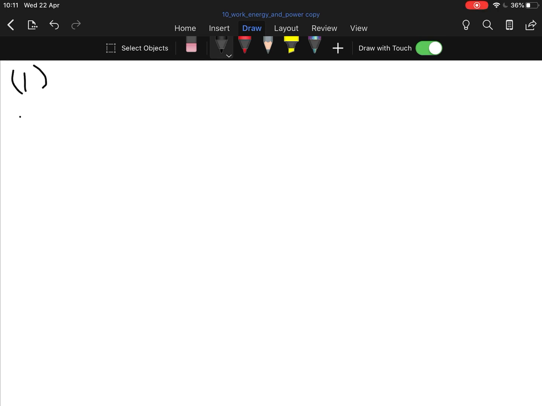Anyway, I'm going to write out all the information. First, we're going to start with part 1. So the mass equals 4 grams. Actually, instead of doing 4 by 10 to the minus 3, I'll decimal point it, it'll be easier for me. 0.004 kgs.